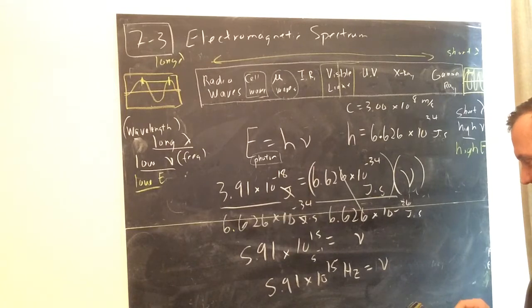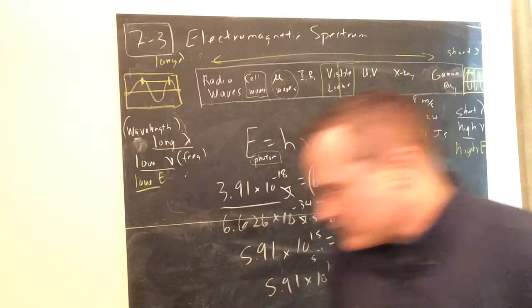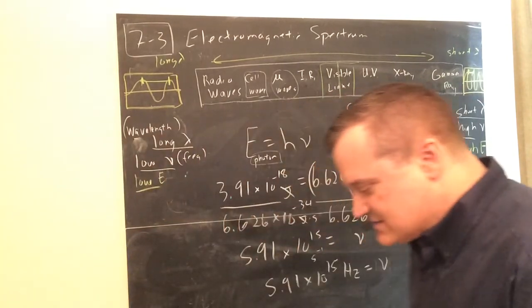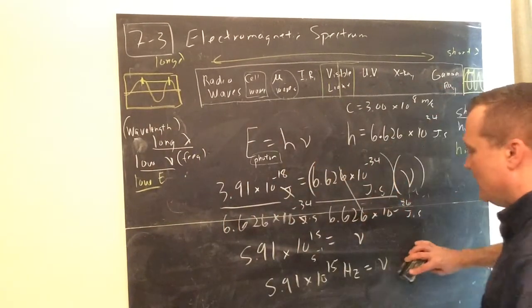So 5.91, oh, I was going to double check my math. 3.91 times 10 to the negative 18 divided by 6.626 times 10 to the negative 34 is 5.91, yeah, okay. Now, that's the first thing, find the frequency. Then B says, find the wavelength and the color of the light.